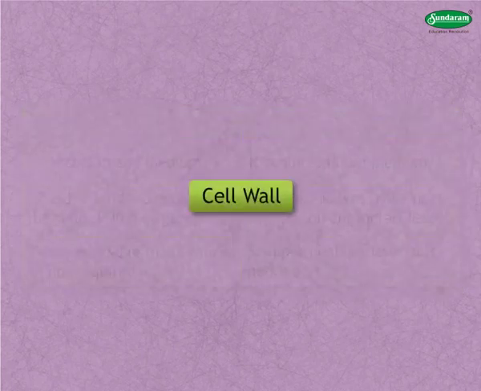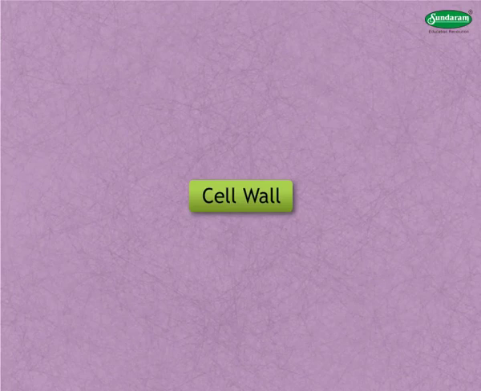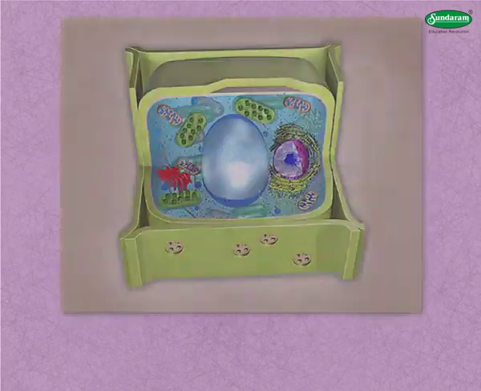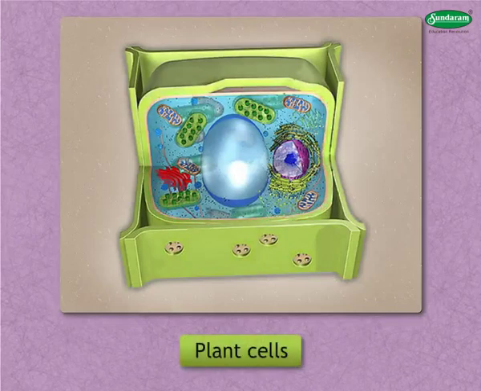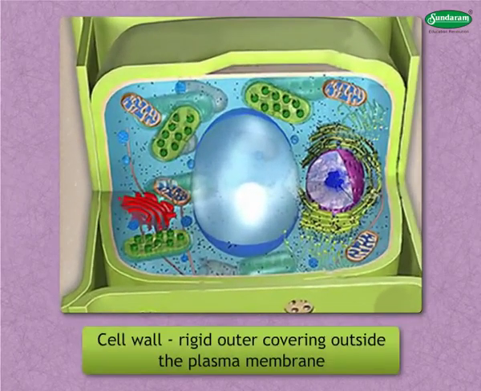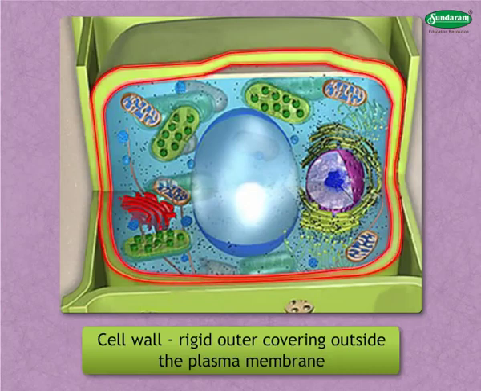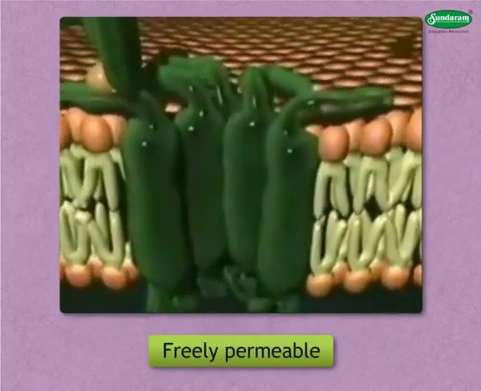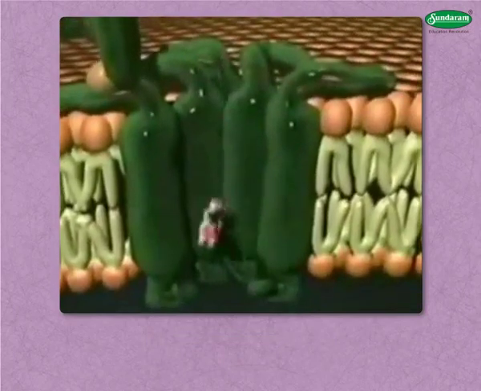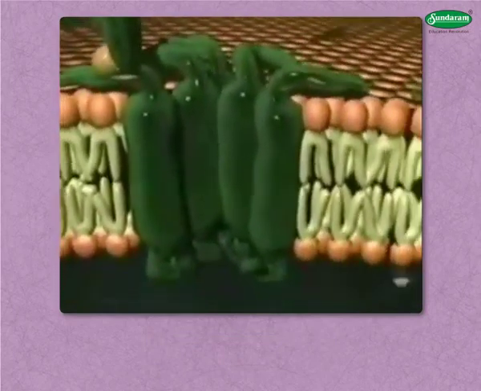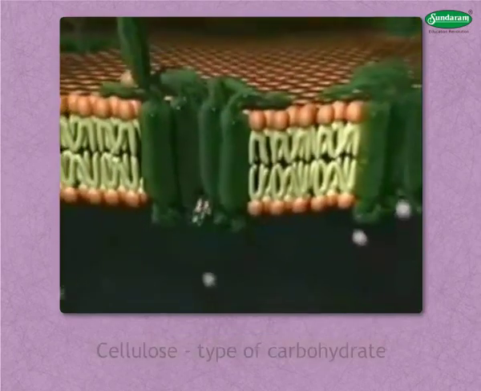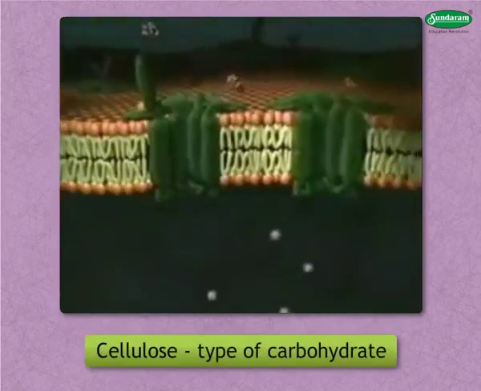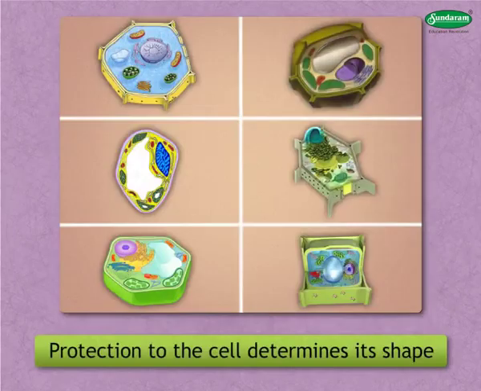Cell wall. Students, let us move on to see the structure of the cell wall. In addition to plasma membrane, plant cells have another rigid outer covering called the cell wall. It lies just outside the plasma membrane. The cell wall is non-living and freely permeable, which means that it allows all sorts of substances to enter and leave the cell freely. It is made up of cellulose, which is a type of carbohydrate. It gives protection to the cell and also determines its shape.